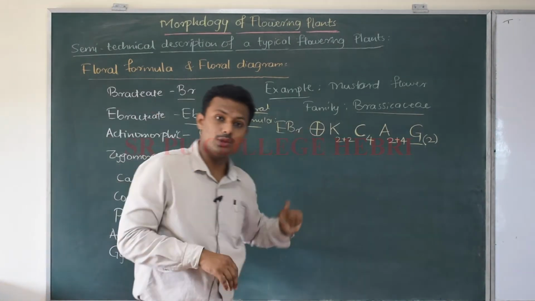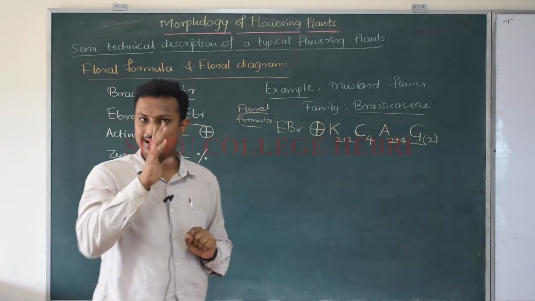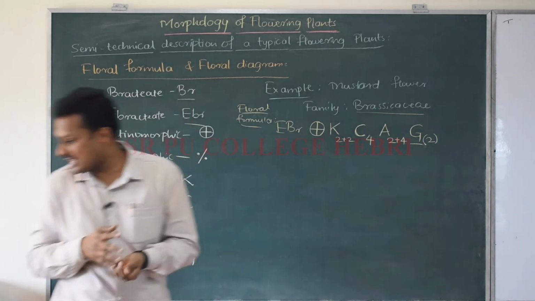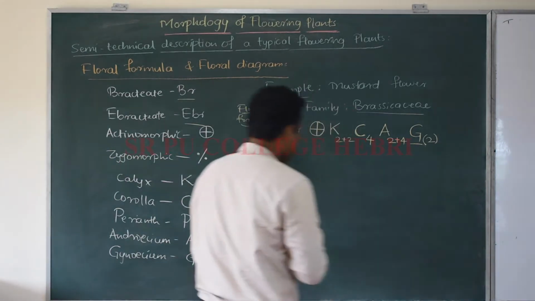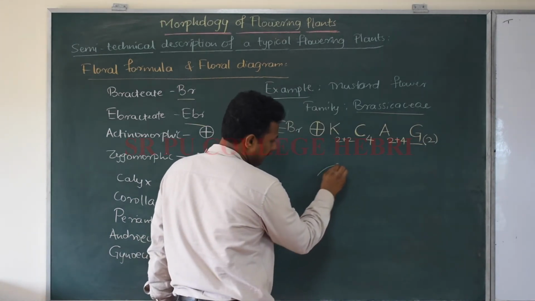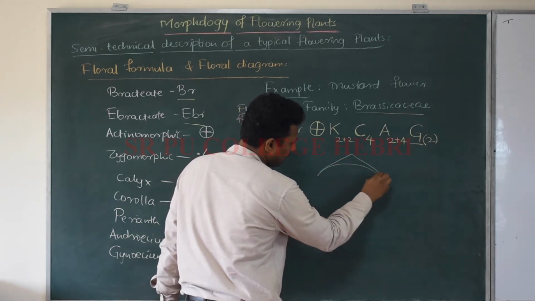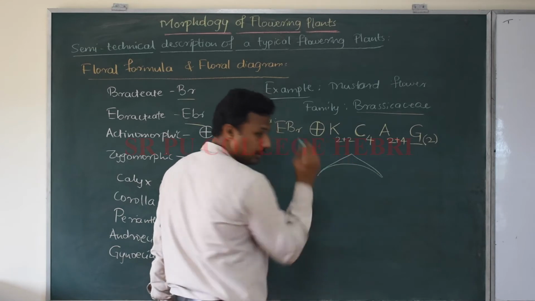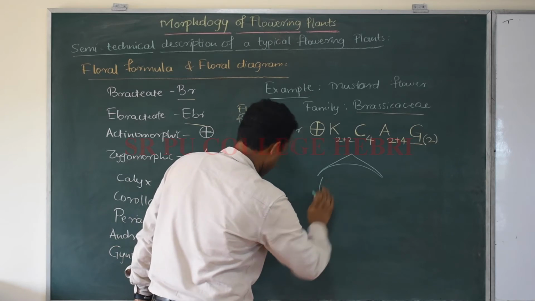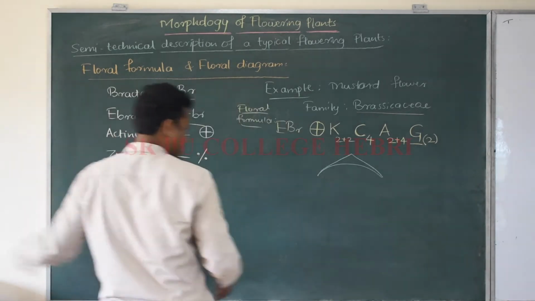Then directly go to the calyx, that is sepals. How many are there? 2 plus 2, that is totally 4. 2 plus 2 represents what? 2 are outside and 2 are inside. How is the arrangement? See, it is like this. And while drawing the calyx, observe carefully. It should have a sharp pointing end like this. So I am drawing the calyx in a circular fashion.